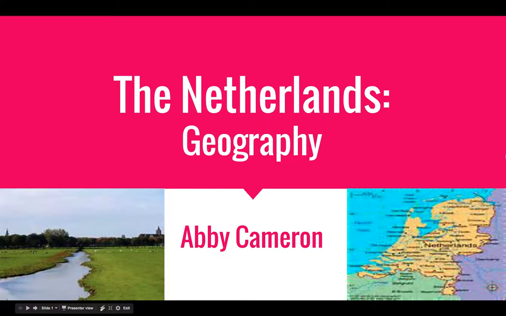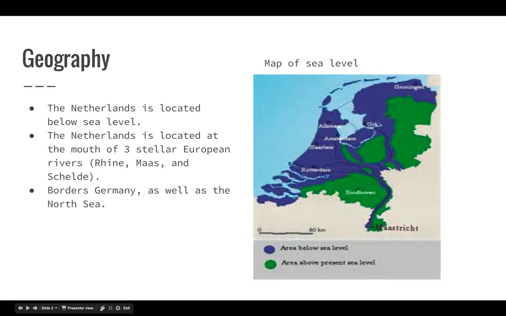The Netherlands geography. The Netherlands is located below sea level. It is located at the mouth of three major European rivers, the Rhine, Maas, and Scheldt. It borders Germany as well as the North Sea. To the right, there is a map of sea level in which purple represents area below sea level and green represents area above sea level.